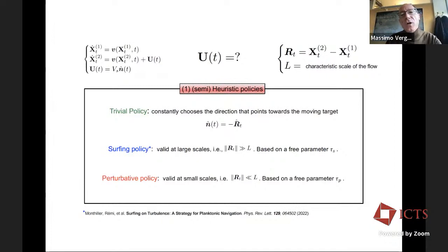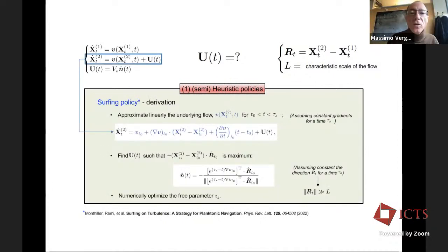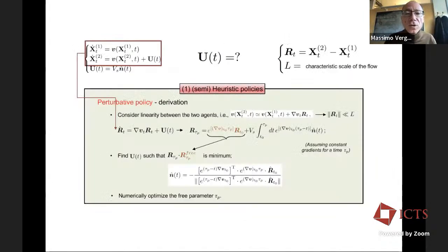And third direction, but this is still ongoing, is on the other hand not only using heuristic policies, but using, as you can imagine, policies that are optimized by a machine, by a neural network, or by some reinforcement learning approach. I'm sorry that I don't have more time to discuss on these issues.